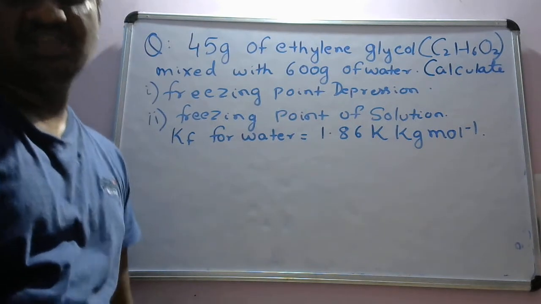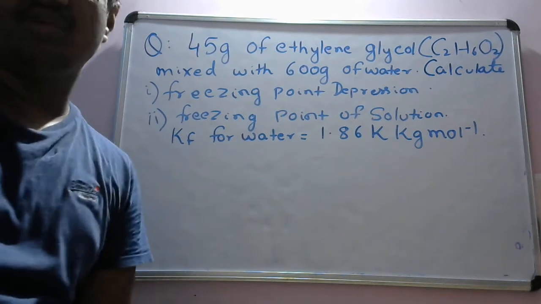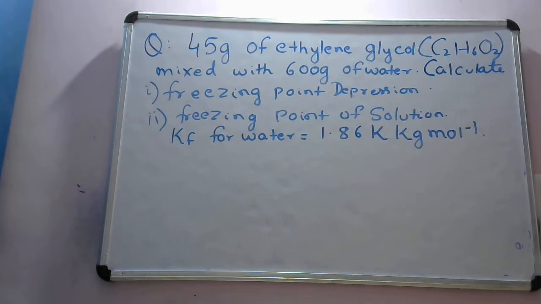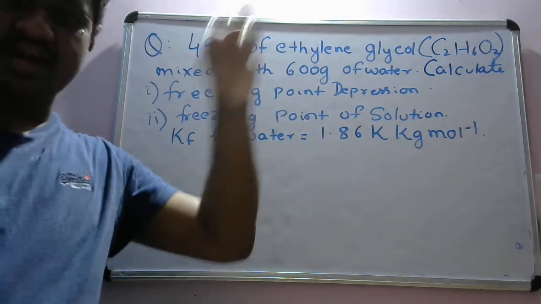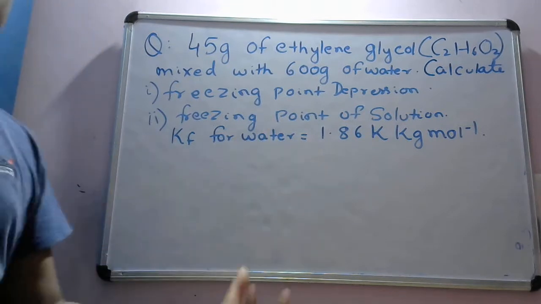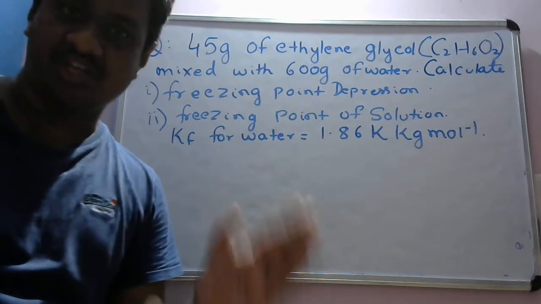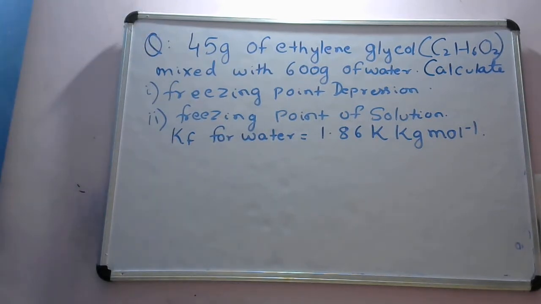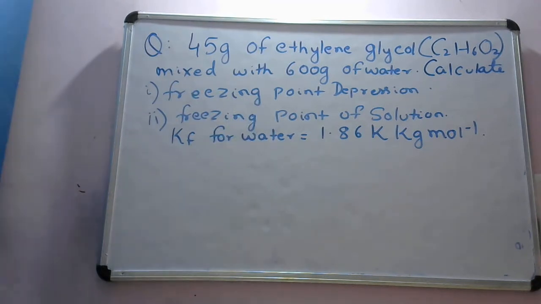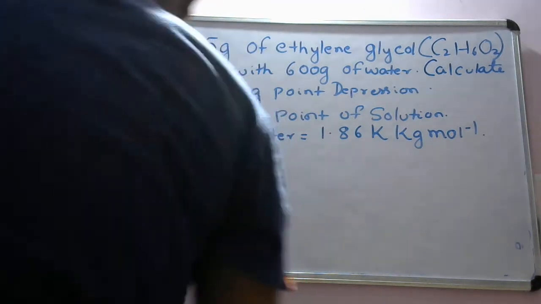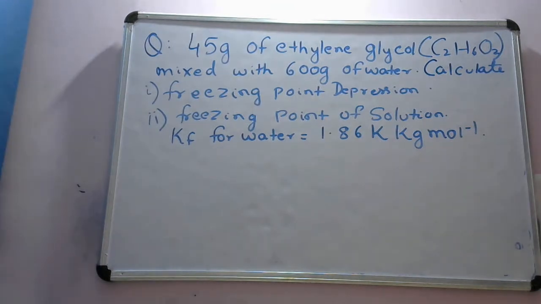First one is your freezing point depression. Second one is freezing point of solution. Solution means when solute, ethylene glycol, is added to that solvent, water, then what is the freezing point of the solution? Kf for water is also given to us, 1.86 Kelvin kg mole inverse. So first you write down this question, then we will start solving it.